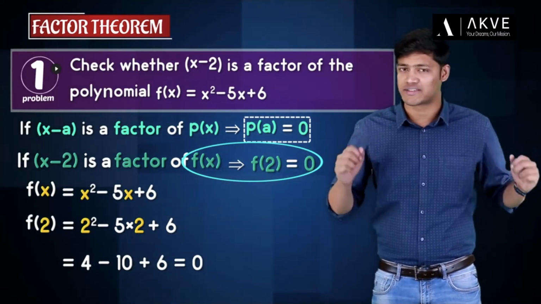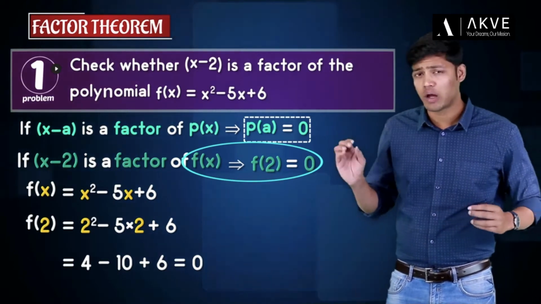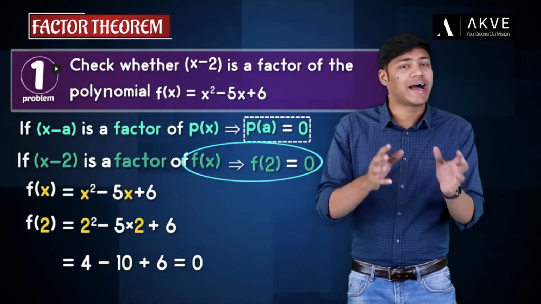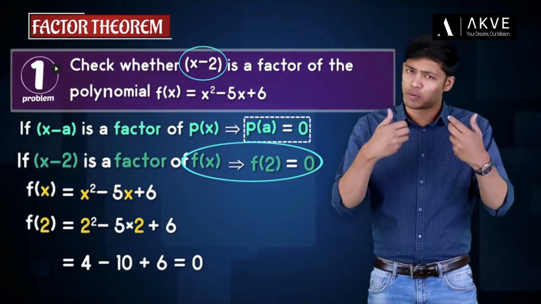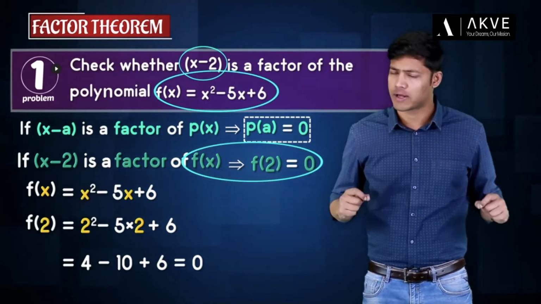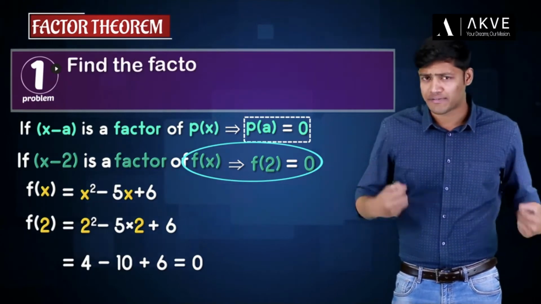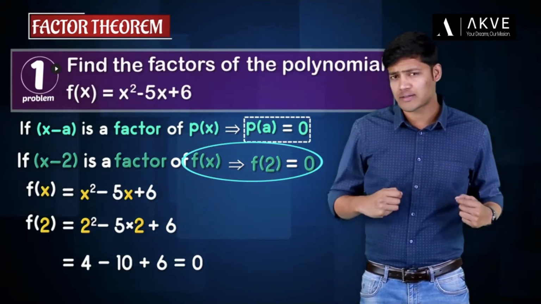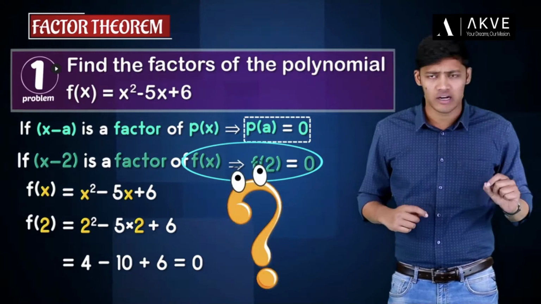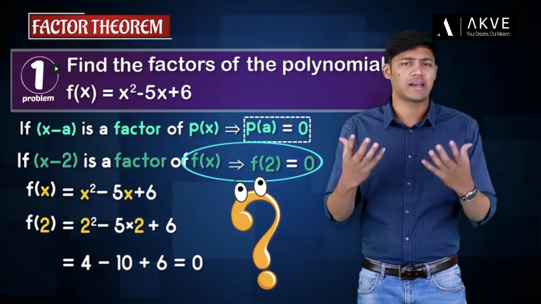In this problem, we were asked to check whether x minus 2 is a factor of the polynomial f of x or not. But what if we are asked just to find the factors of the polynomial f of x? Can we use factor theorem this time? Or is there any other method? In our earlier class, we learned how to factorize the quadratic polynomial by splitting the middle term. Let's go through it once.